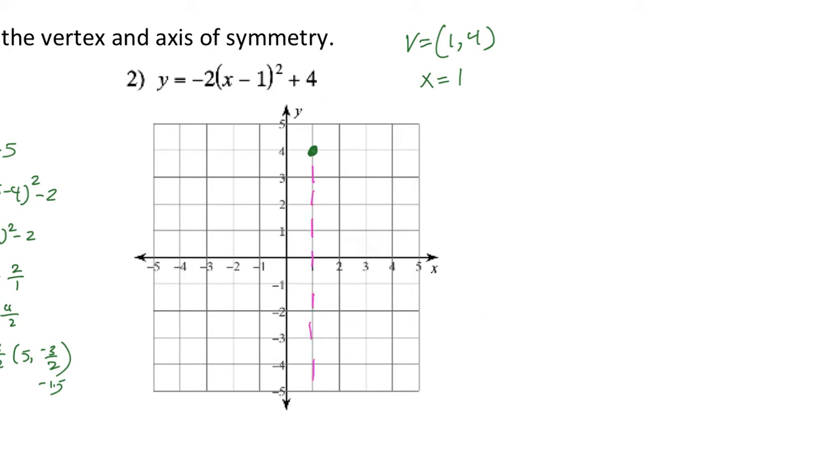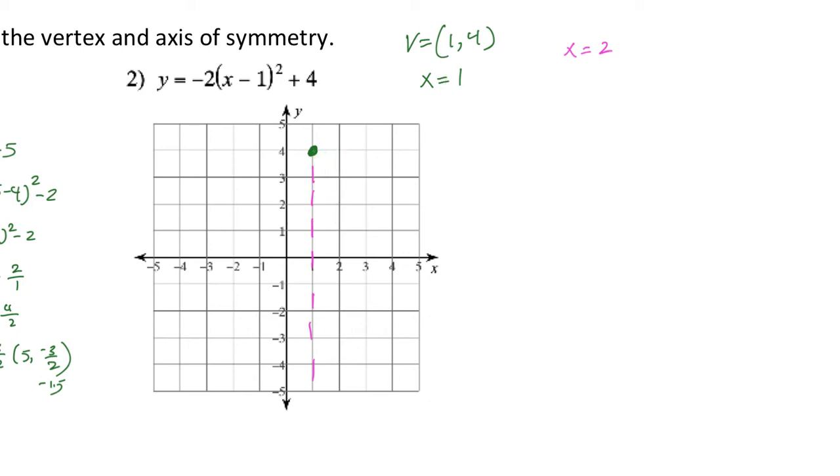x equals 1. I'm going to choose 1 point to the right, so it's 2. By the way, the reason why I mark my axis of symmetry below my vertex is because this is negative. We're going to see now that my graph is going to open down. So I'm going to start by choosing x equals 2, and I'm going to plug that into the equation. It's 2 because that's 1 unit to the right of the vertex.